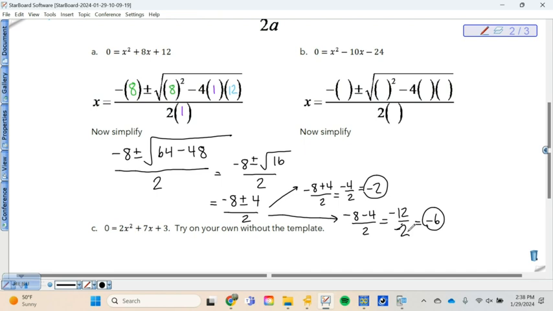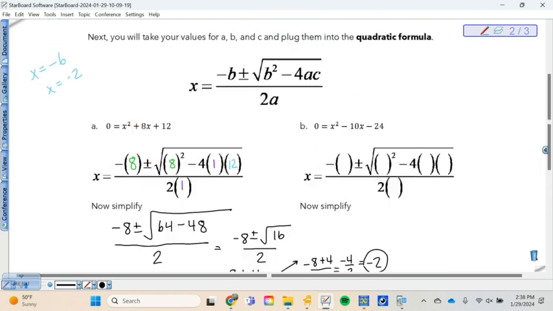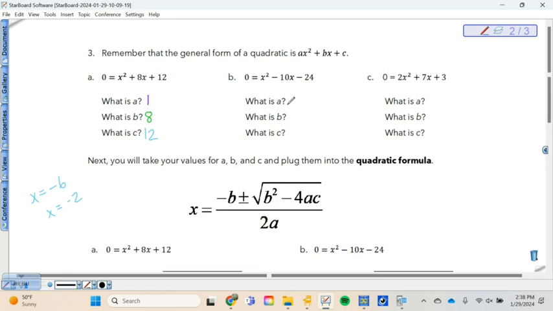Okay. So quadratic formula is kind of, let's just do another one and then I'll kind of explain. So let's try part B. What's the value for a in part B? 1. What about b? Negative 10. Good, negative 10. And what about c? Negative 24.